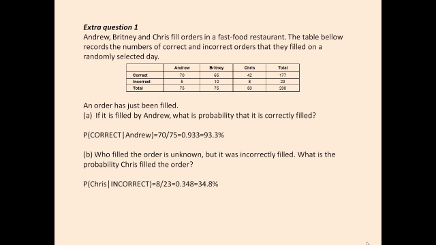Now, there were 23 incorrect orders. That was the total of that row. How many of them were filled by Chris? 8 of them. So 8 out of 23 are our odds that Chris filled the order, given we know that it was incorrect. Type 8 divided by 23 into your calculator, you get 0.348 as a decimal, which of course is the same as 34.8% as a percentage.